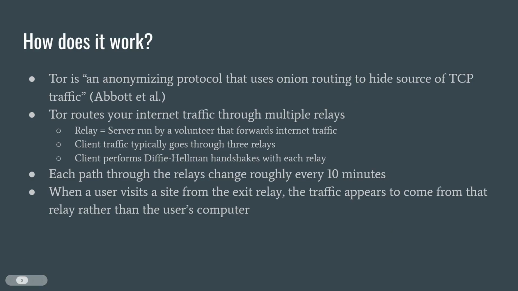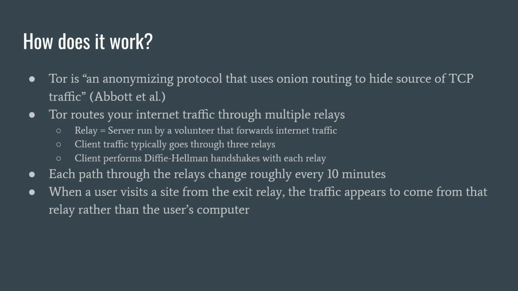So how does it work? Tor is an anonymizing protocol that uses onion routing to hide the source of TCP traffic. So what exactly is onion routing? Well, onion routing is when your internet traffic is routed through multiple relays, and relays are basically just servers run by volunteers that forward internet traffic.